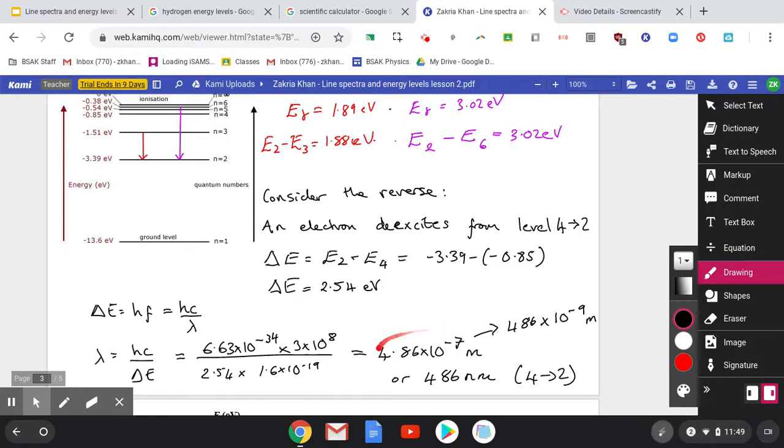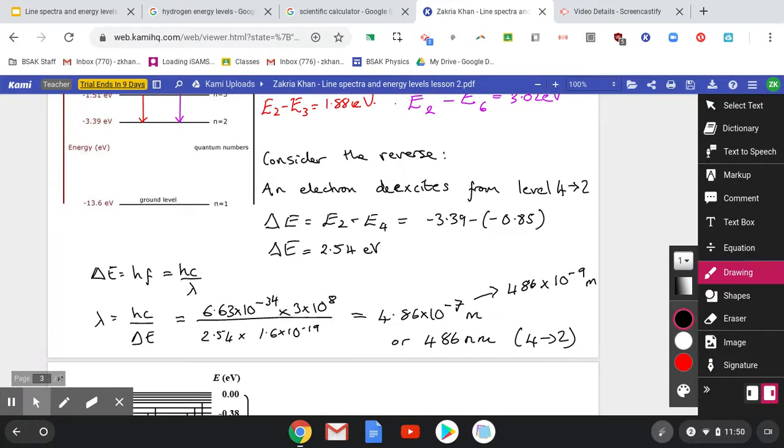Now, the calculation will give you a power of 10 to the minus 7 meters. That is the order of magnitude of a wavelength for visible light. Often we quote answers for the wavelength of visible light in nanometers, rather than in order of 10 to the power of minus 7. So I've rearranged the order of magnitude to have 10 to the minus 9, which is nano, and that gives 486. So 486 nanometers is the wavelength.